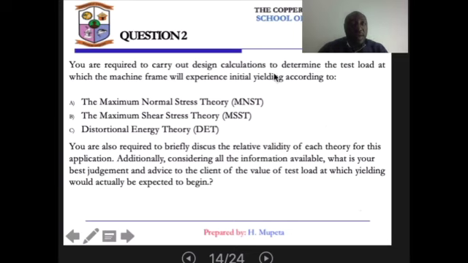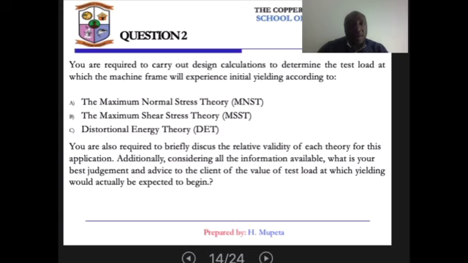Okay, so you are required to carry out design calculations to determine the test load at which the machine frame will experience initial yielding, and this will be according to the maximum normal stress theory, the maximum shear stress theory, and also the distortional energy theory. Not only that, you are also required to briefly discuss the relative validity of each theory for this application. Additionally, considering all the information available, what is your best judgment and advice to the client of the value of test load at which yielding would actually be expected to begin? Okay, so that's the question.